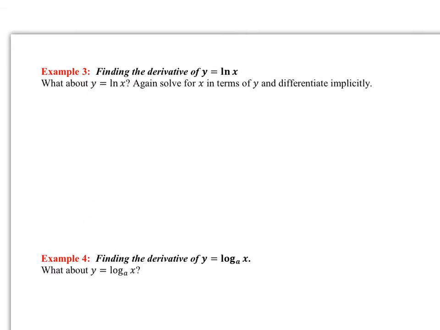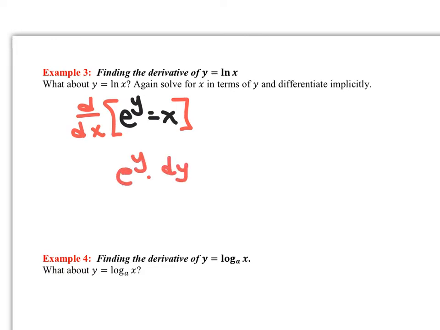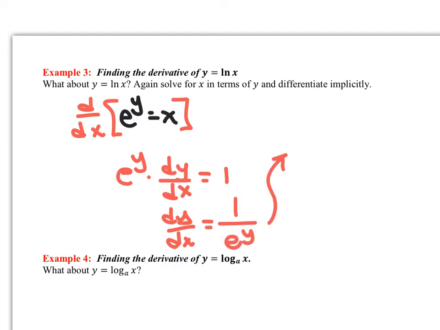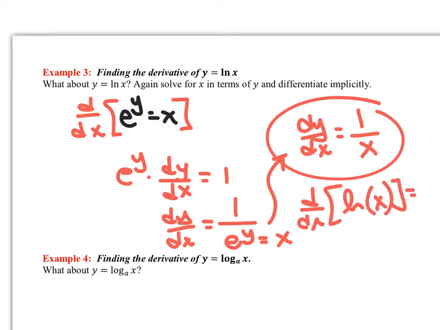All right, let's do the natural log of x now. Let's use this method here and solve for x and then differentiate implicitly. So if I solve for x, I get that. If I differentiate implicitly, I do d dx. That would be e to the y times the derivative of y, which is the chain rule. That will equal 1. So dy dx equals 1 over e to the y. Well, what is e to the y? e to the y equals x. Therefore the derivative of the natural log, so d dx of the natural log of x equals 1 over x.